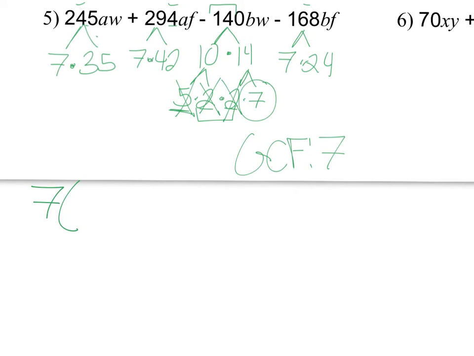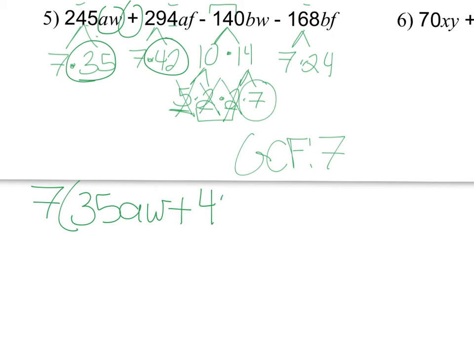So when I take out the 7 here, I'm going to be left with 35. Don't forget about your AW. That plus sign comes down. That 249 turns into that 42 with A and F. Then that minus sign. And then 140 I haven't divided by 7 because I broke it all the way down. So if you just take 140 and divide by 7, or you can multiply 5 times 2 times 2, and that's going to give you 20.